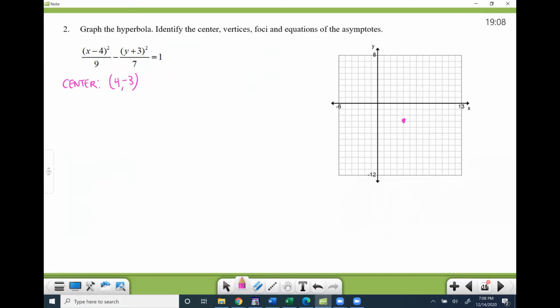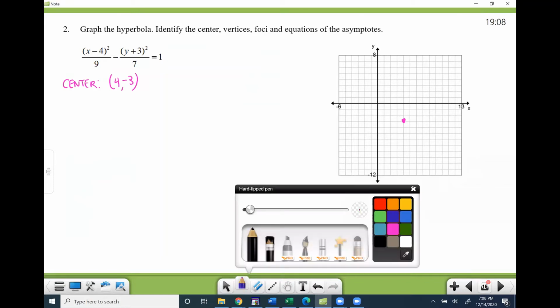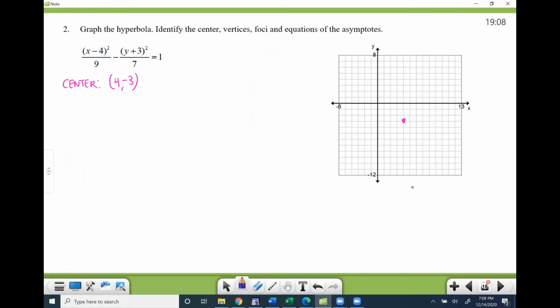Okay. Who's a squared, you guys? Good. 9. Not because he's bigger, but because he's first. So that's going to make a 3. And keep in mind that's under x. So we're going to go 3 in the x direction. Then b squared must be the other one. So square root of 7 is how far we'll go in the y direction.